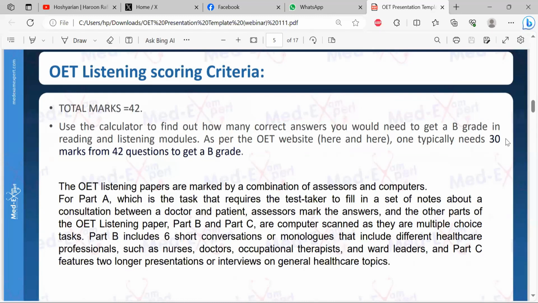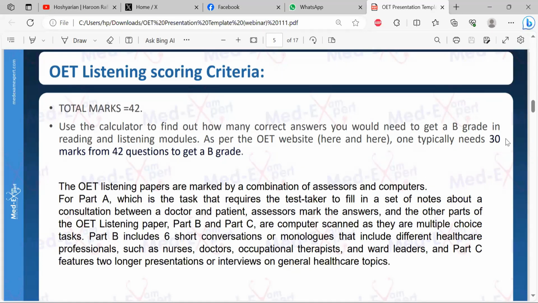Now we know that OET has four modules: listening, reading, writing, and speaking. We have to understand each and every module's scoring criteria. If we know this, then it will be easy for us to ace our required grade and score. So for OET listening, we know that the total marks are 42.